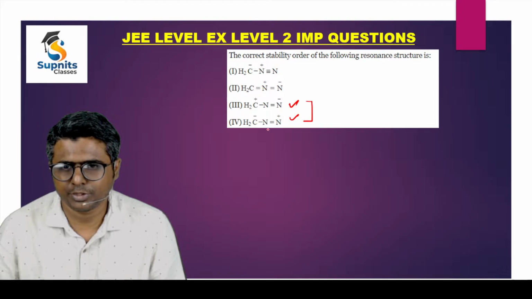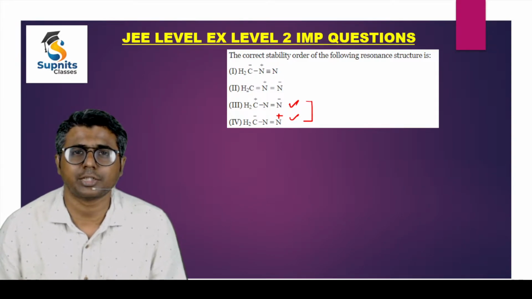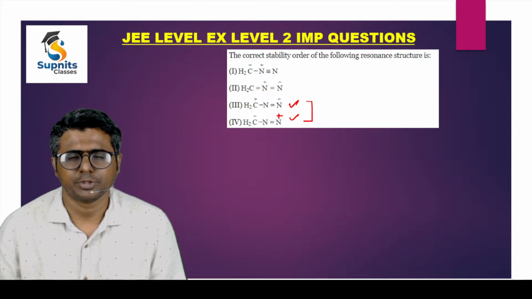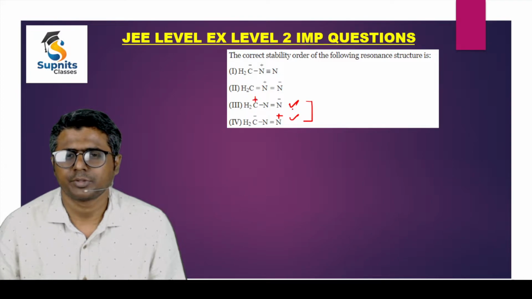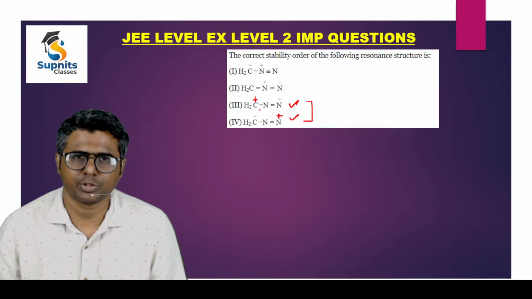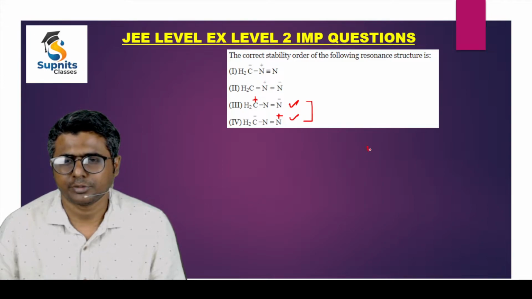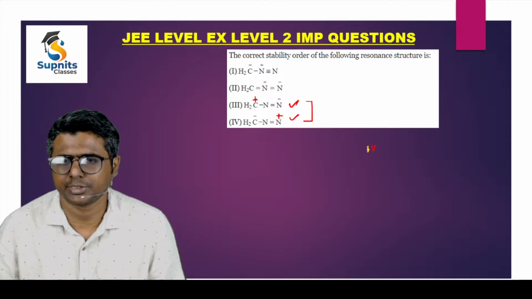In 3 and 4, if I compare the nitrogen atom in option number 4, we can easily see there is a positive charge on the electronegative atom. That is not the case in option number 3. There is a negative charge on the electronegative atom and the positive charge resides on the carbon atom. So option number 4 will be occupying the least stable position. So I'll write number 4 is the least stable. Then number 3 will be more stable than number 4.